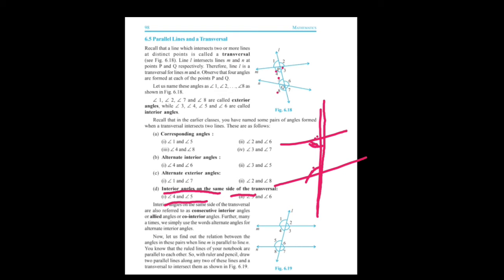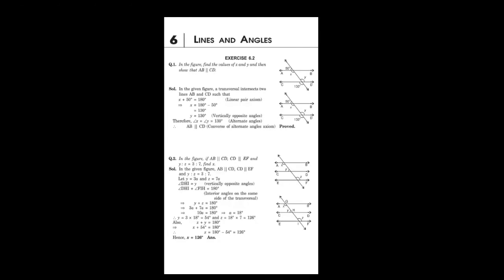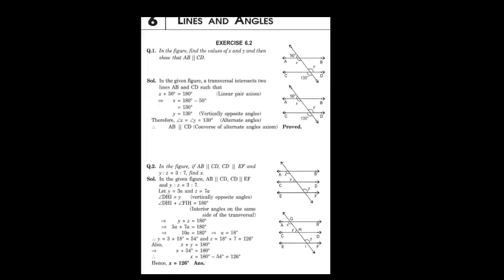But these angles are not equal, they are not of the same measure. Interior angles on the same side of the transversal are supplementary angles. The sum of the two angles is 180. Now here the second pair of same side transversal interior angles are these angles, that means in this figure angle 3 and angle 6. Okay students, now the same rules we have seen related to exercise 6.2, question number 1.